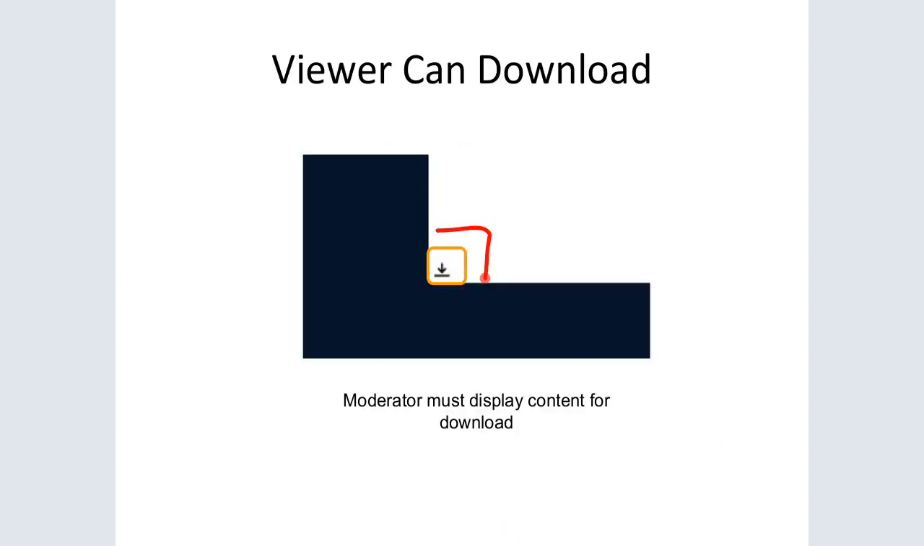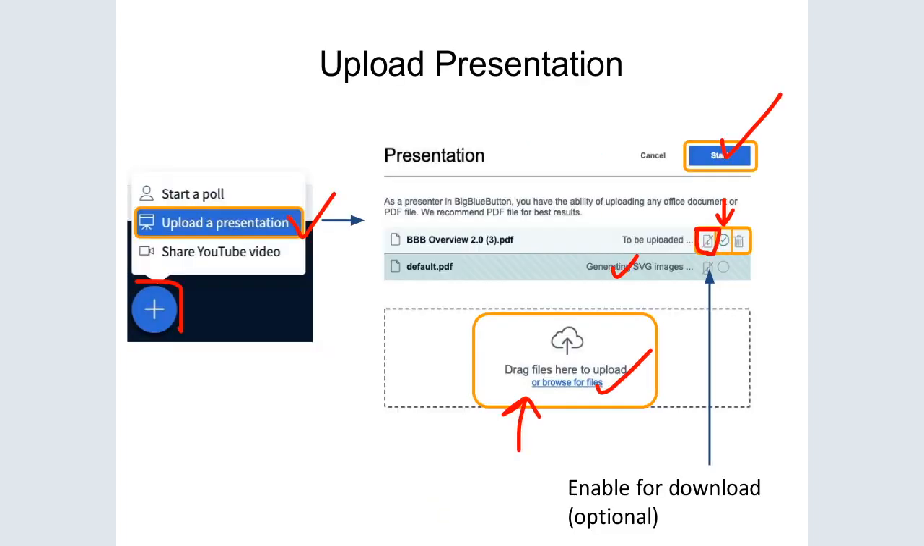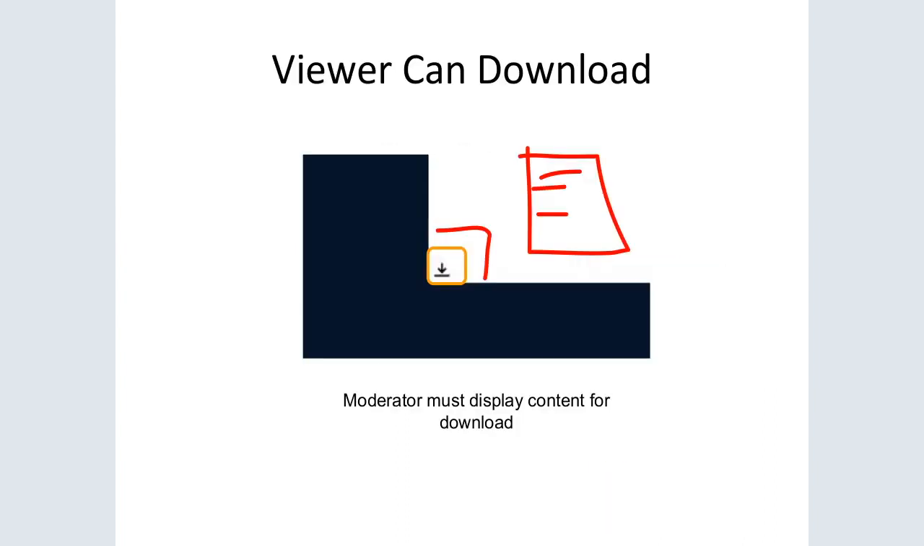When you've enabled the document for download, viewers will see this little downward icon in the lower left-hand side of their presentation screen, and they can select it to download the current file being displayed. It's really important to note that moderators must display the content for download. Previously, in the Flash client, when you selected this, a viewer would get a list of downloadable options. Now, they're only given the option to download the currently displayed document. So if you have multiple documents that you've enabled for download, you'll have to be sure to display each one to the viewers in order for them to download the content.